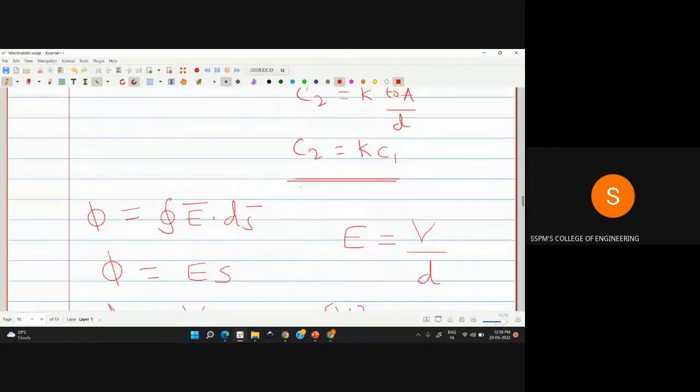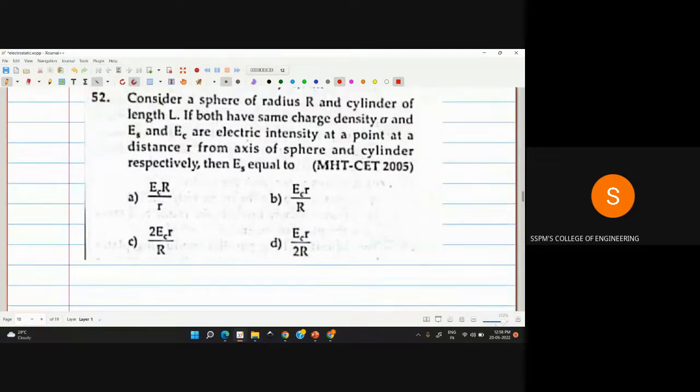So what is the correct option? Look at EC. The first option is correct: EC into capital R divided by small r. Here you are applying Gauss law.